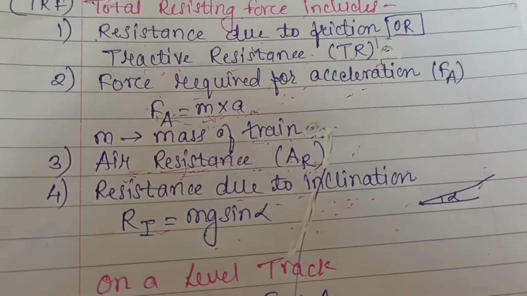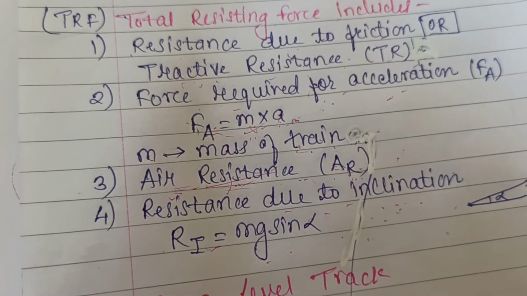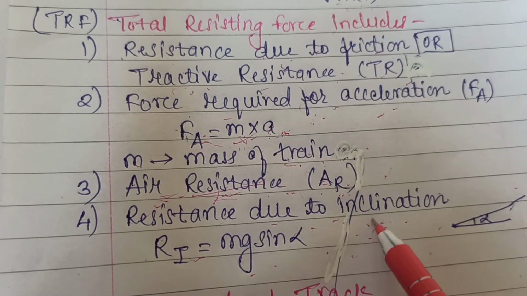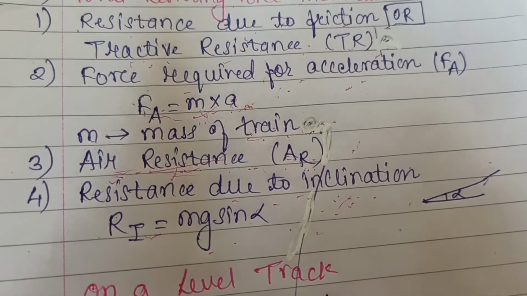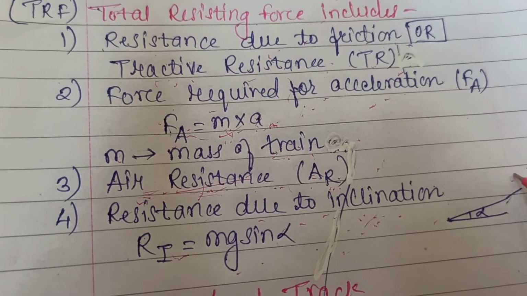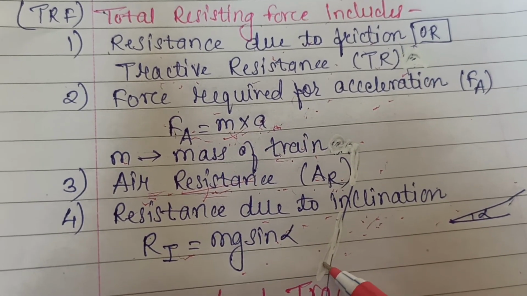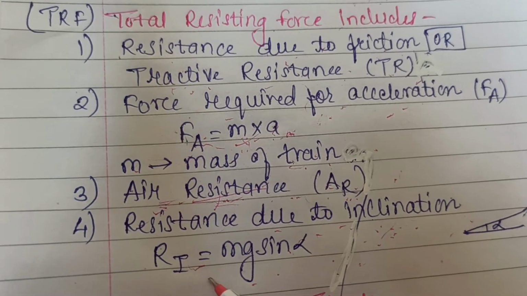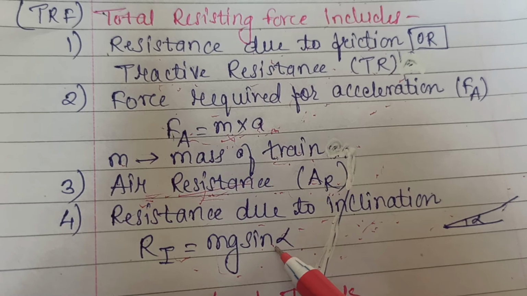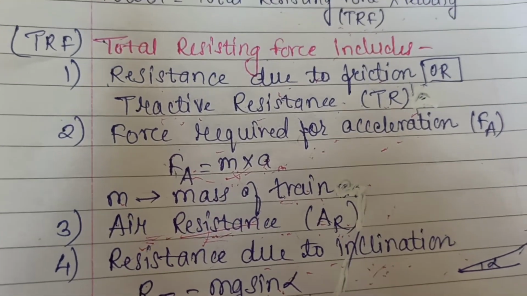And the fourth one is resistance due to inclination. This resistance due to inclination is given as Ri = mg sin alpha. It comes into the picture only when the train is moving up the incline or down the incline, because Ri will be equal to mg sin alpha. It is the component of weight along the direction of motion of the train.